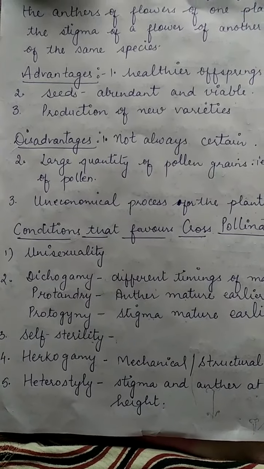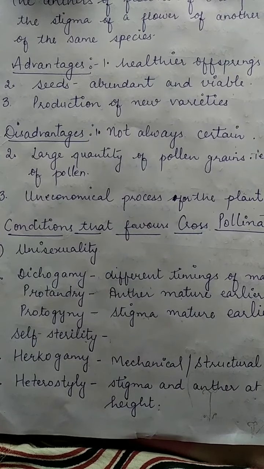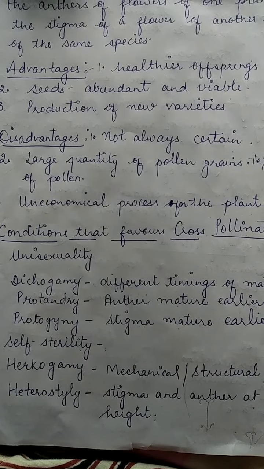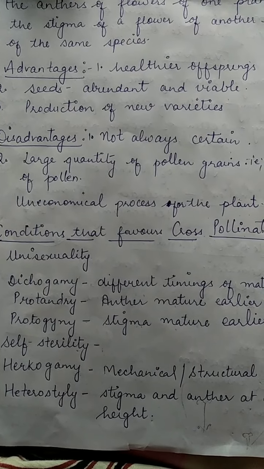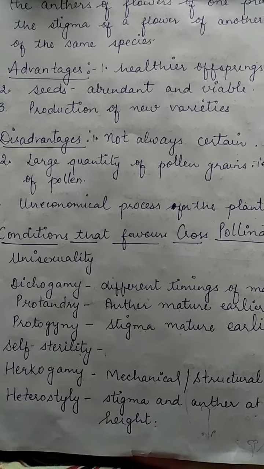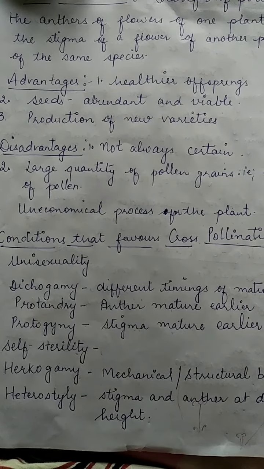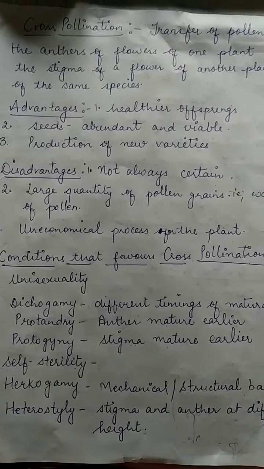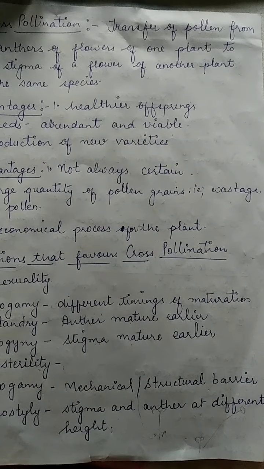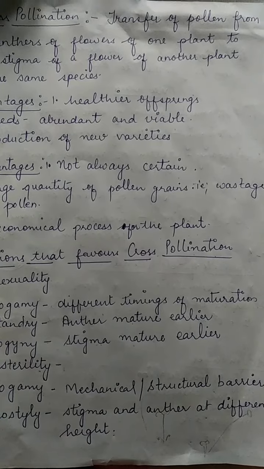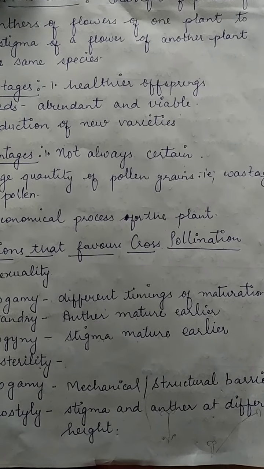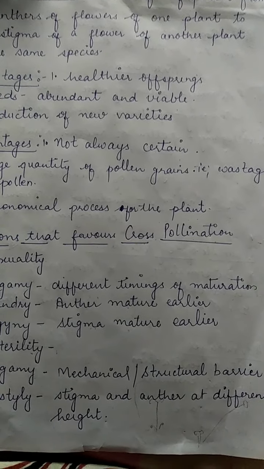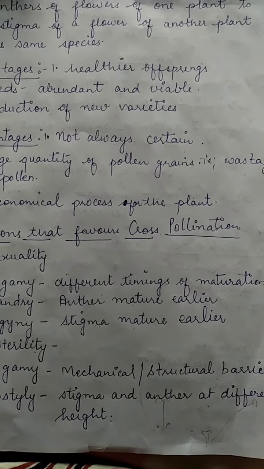Third point is self-sterility. This is a condition in which, if by chance the stigma receives the pollen from the anther of the same flower, the pollen fails to grow on that stigma. This leads to self-sterility. Fourth point is hercogamy, which means mechanical or structural barriers are present in some flowers, so that the pollen grains cannot reach the stigma of the same flower.